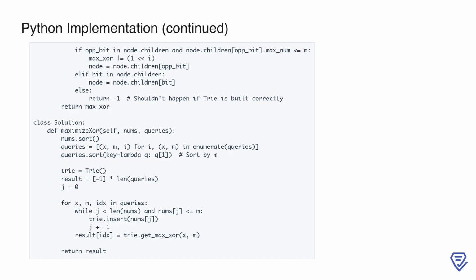For each query, we insert numbers from nums into the tree as long as they are less than or equal to m. Once the tree is updated, we call get_max_XOR to compute the result for the current query and store it in the appropriate index of the result list. Finally, the completed result list is returned.